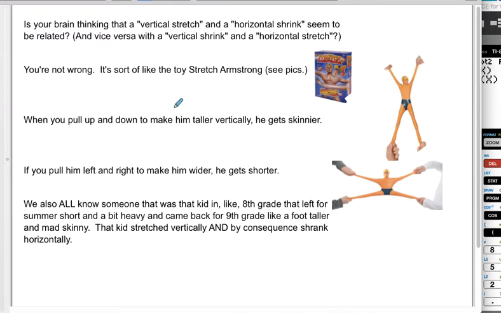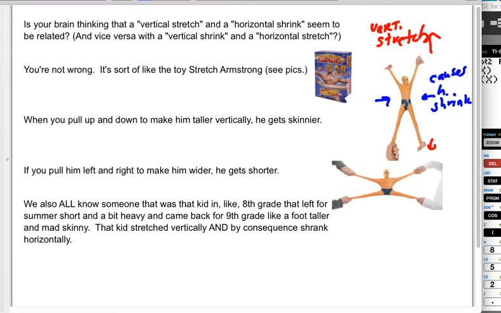But it's a good lesson here. When you pull Stretch Armstrong up and down, so somebody's pulling this way and somebody's pulling this way, that's a vertical stretch. So what's happening right here is definitely a vertical stretch. He's getting taller and skinnier. But as he's getting taller, because he's getting pulled out, he's getting shrunk in. So a vertical stretch is causing a horizontal shrink. As he gets taller, he's also getting skinnier.